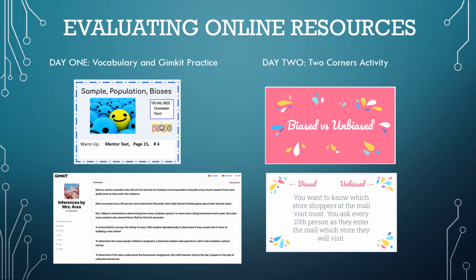On day 1, students were introduced to important vocabulary words with a slide presentation and interactive notes. They played a GimKit game that focused on identifying bias to make correct inferences. This is a screenshot of the kit that I made.